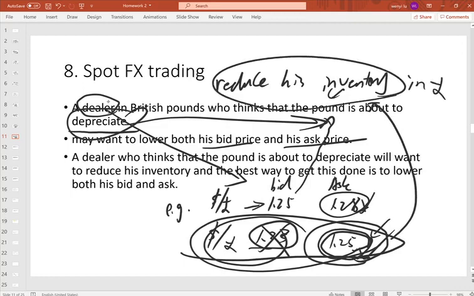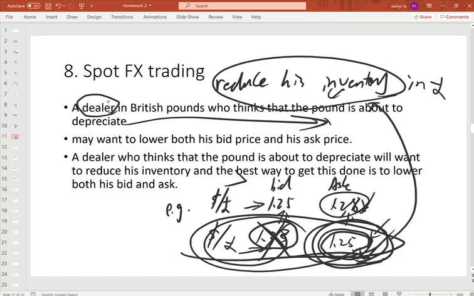He's not willing to buy the pound, but is willing to sell the pound quickly. So you can see both quotes are less than the market quote. So the dealer needs to lower his bid and ask compared with the remainder of the market.